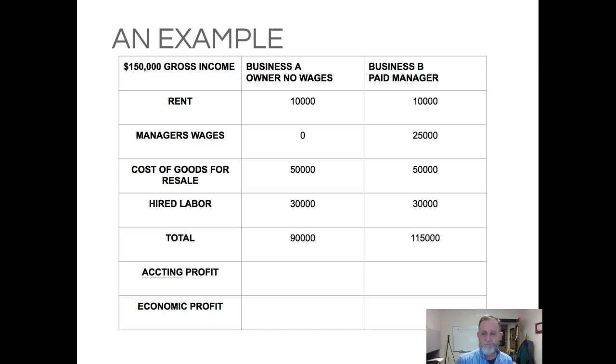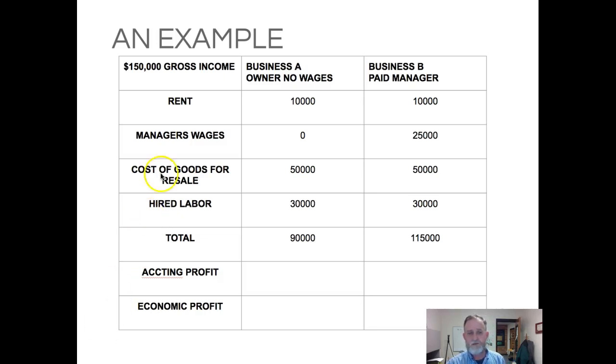Okay, here's an example of what we mean by opportunity costs. We've got two businesses that are basically grossing the same amount, $150,000 worth of gross income. In business A, we have a few things going on that are different than in business B. In this case, both have rent of $10,000. In business A, there are no manager's wages, whereas in business B, you have to hire a manager and pay them $25,000. So there's a major difference there, even though they're very similar businesses.